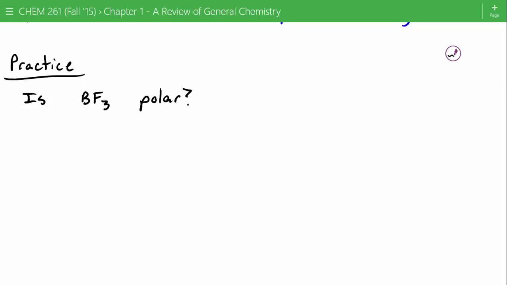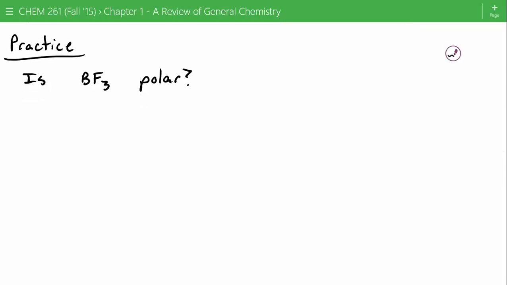So the first question I have for you guys is, is boron trifluoride polar? What do you guys think? Let's first draw the Lewis structure. I think this will help us. So we've got boron. And boron has 3 valence electrons. So we could have a fluorine sticking up here, a fluorine sticking out over here, and a fluorine sticking out over here.